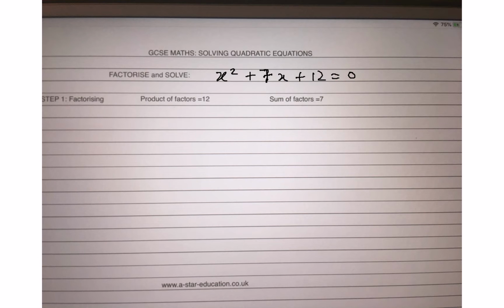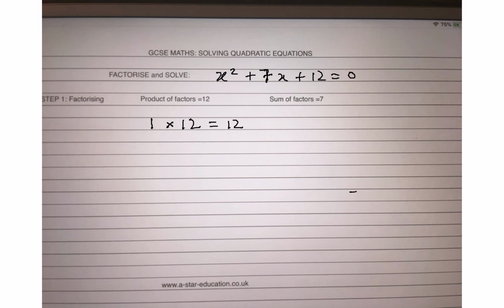Well, the first thing that we need to do is look at the end number and write out the factors of the end number. We need to try and make 12. One of the factor pairs of 12 is 1 and 12, and if we multiply these two factors together, that gives us 12.